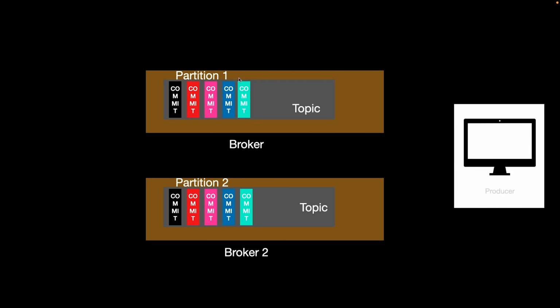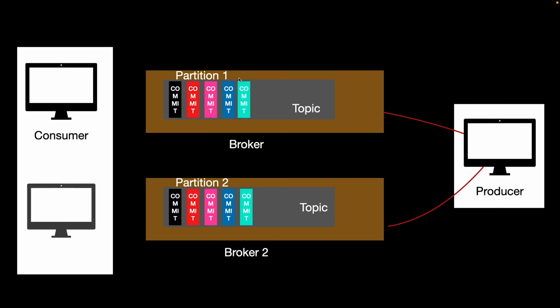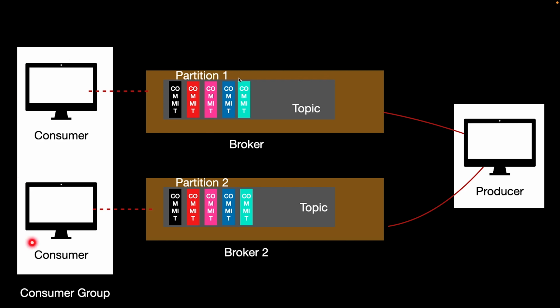We have a producer, which is going to push the messages, or commit the messages, into a Kafka topic. We have a group of machines that consume those messages and perform the respective operations. These machines are known as consumers. The group of machines that is consuming a particular topic will be part of a consumer group.